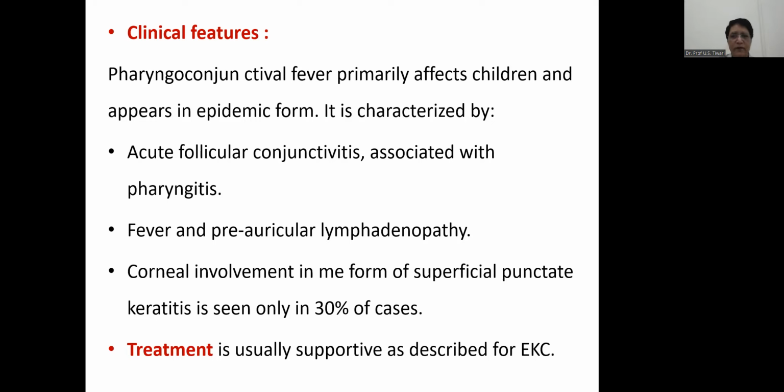Corneal involvement, in the form of superficial punctate keratopathy, is seen in only about 30% of the cases. Treatment is supportive, as in the case of EKC. So here also in pharyngoconjunctival fever, it is a supportive treatment, essentially symptomatic.